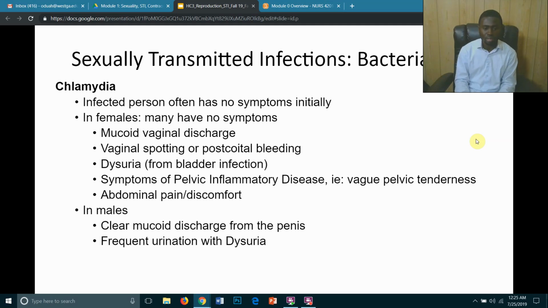Symptoms of pelvic inflammatory disease are vague pelvic tenderness, often reported as abdominal tenderness, and in sexually active women younger than age 20, sometimes because of their sexual activity, maybe having multiple partners and all that, they don't really recognize these symptoms. That is why they are at a higher risk. So in males, symptoms may include clear mucoid discharge from the penis and frequent urination or dysuria.